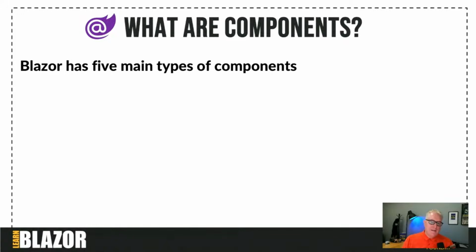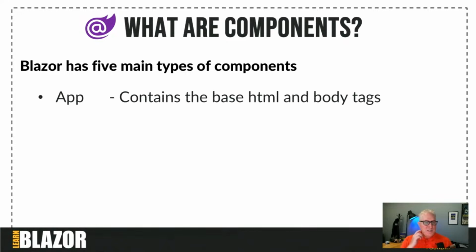Now, there's 5 main types of components. The first one is the app component. Think of your app component as going to contain the base HTML page. It's going to contain the HTML tag and the body tag, and every component that you build will be inserted into the app component. So if you've built things before with HTML and you're kind of injecting things in an HTML page, whether using React or Angular, this is what this does. But it is a component.